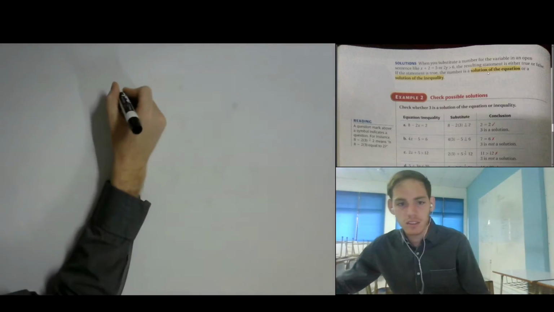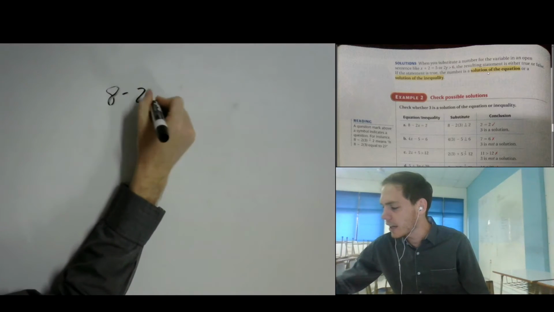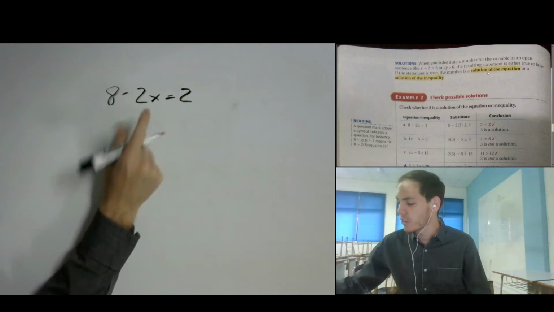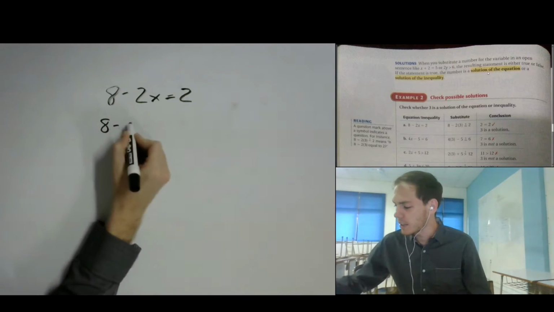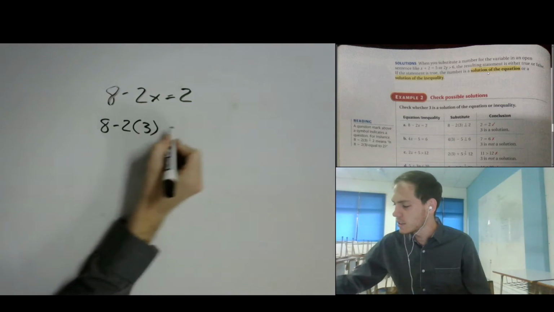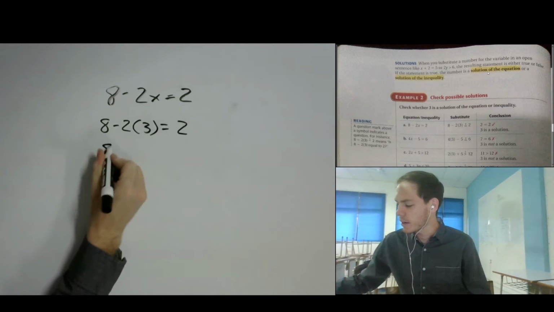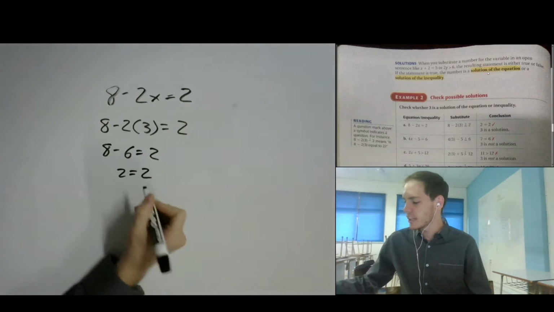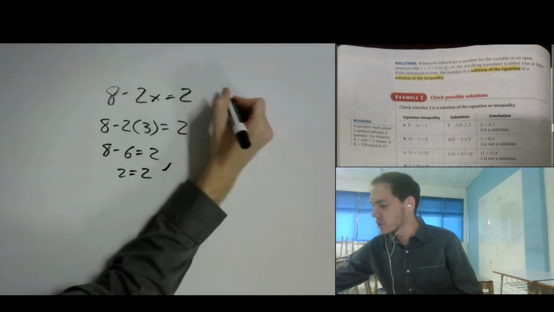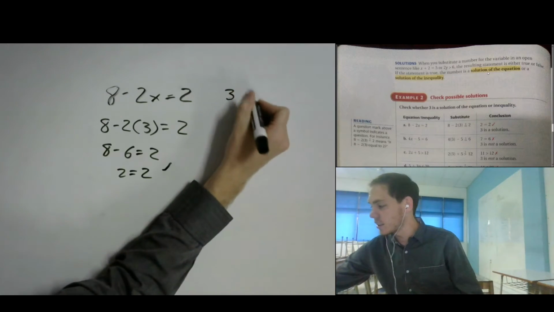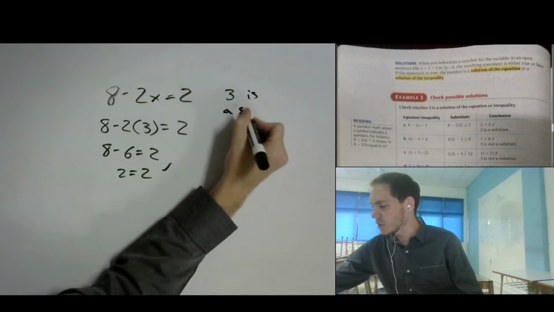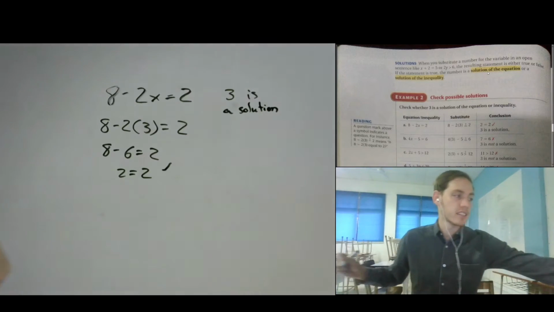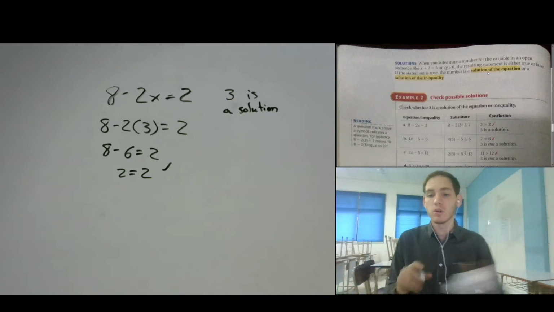So if we have the equation 8 minus 2x equals 2, and you plug in 3, 8 minus 2 times 3 equals 2, you get 8 minus 6, and so 2 equals 2. Now is that true? Yeah. So that's the solution. So 3 is a solution, okay? Now these are all in the book. It's just kind of practicing it over again to give you some more context.